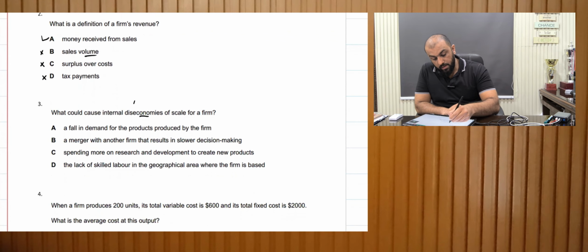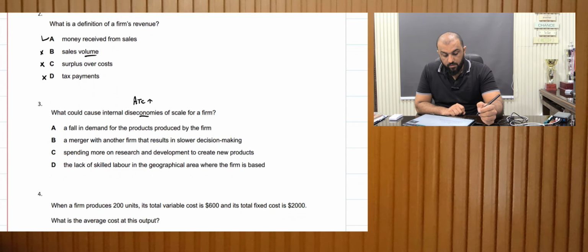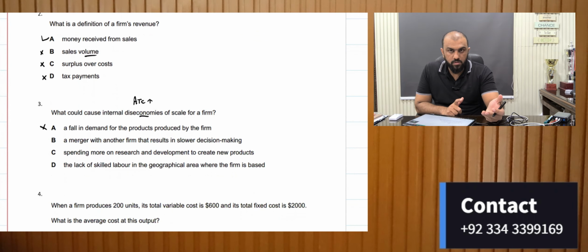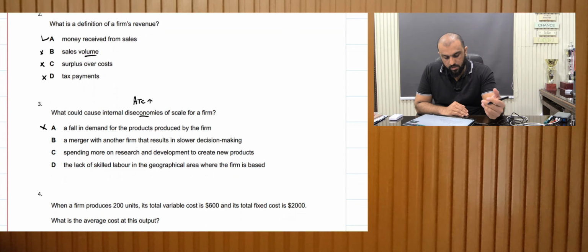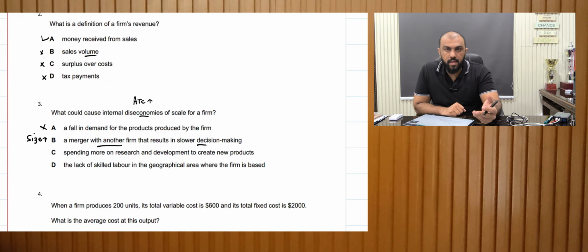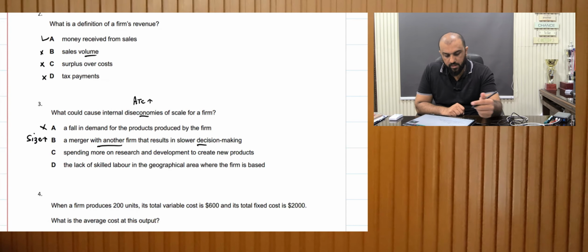What would cause diseconomies of scale? Diseconomies of scale means average total cost has increased. A fall in the demand for the product produced by the firm? No, it has nothing to do with demand. It has everything to do with cost. So it's incorrect. Merger with another firm that results in slower decision making? Okay, so merger means the size of the firm has increased, leading to slower decision making, communication issues, and cost would increase. So B seems to be the right answer.